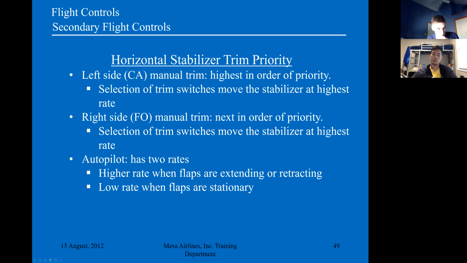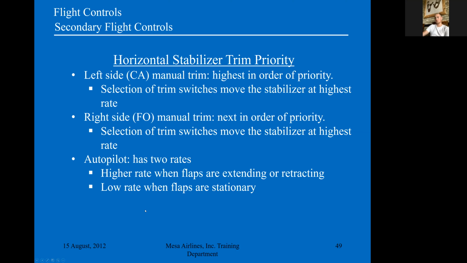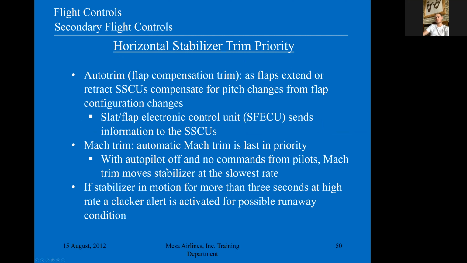So the higher rate when the flaps are extending or retracting makes it a much smoother input for the autopilot. If the flaps are stationary, the autopilot trims at a lower rate. Got it? So you can answer your essay question by telling me that there are 2 rates. The high rate when your flaps are moving is because the first class passengers don't want to spill their booze. Okay, horizontal stab trim priority.